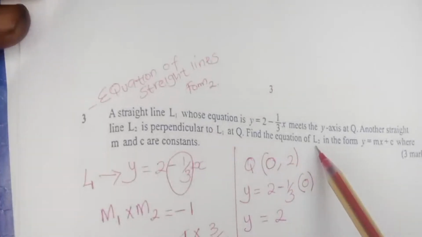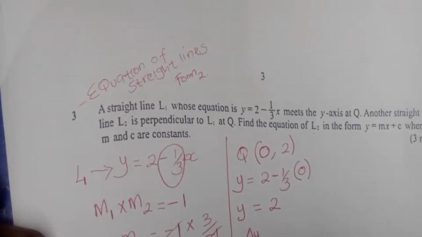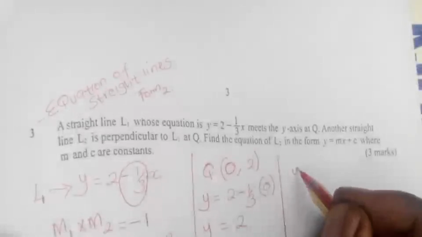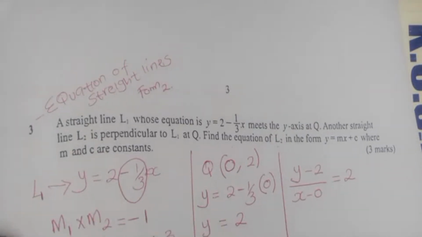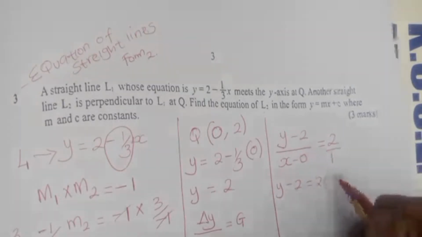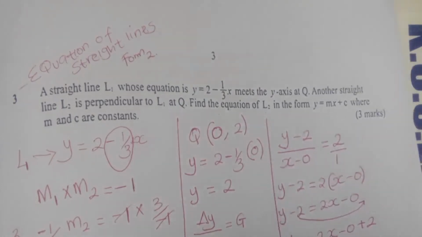I'm asked to find the equation of L2. For the equation of a line, change in y over change in x should give me the gradient. So we will say y minus 2 over x minus 0 should give me the second gradient of the perpendicular, which is 2. Then by cross multiplying, we have y minus 2 is equal to 2 into x minus 0. Not 2, the gradient here was 3. So y equals 3x plus 2.